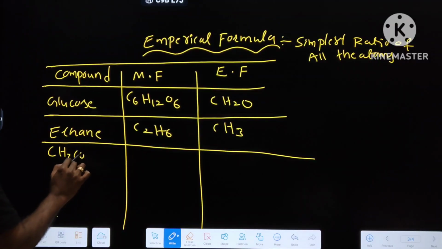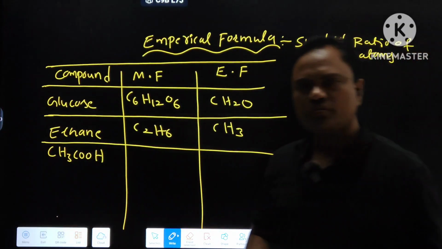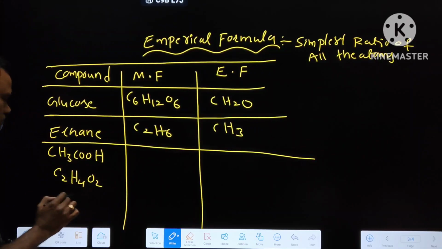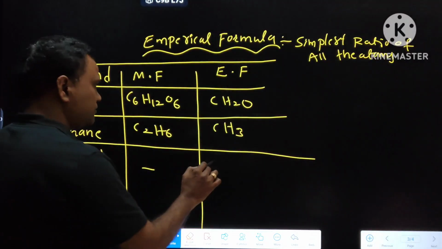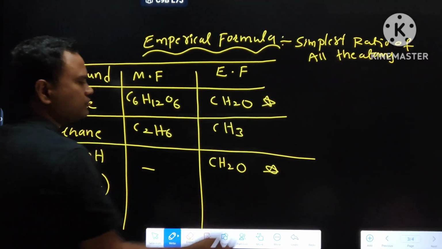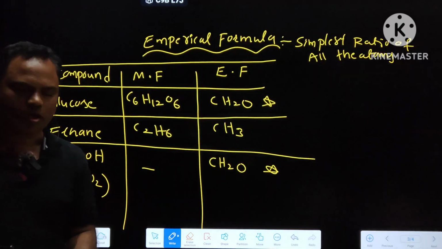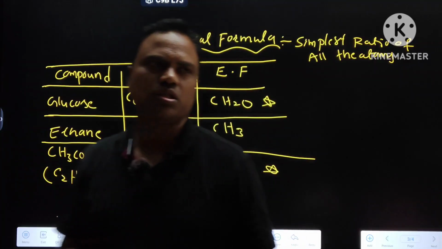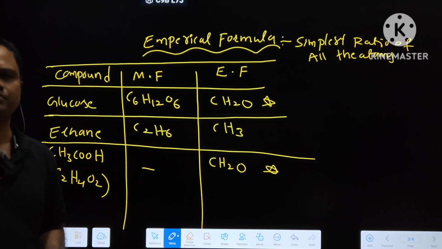Acetic acid. Can you tell me acetic acid empirical formula? Acetic acid, C2H4O2. You know name already, or read direct. CH2. Observe these two. Empirical formulas are same. So empirical formula may be same for two different compounds, but molecular formula is not same, always different. For two compounds, empirical formula may be same.